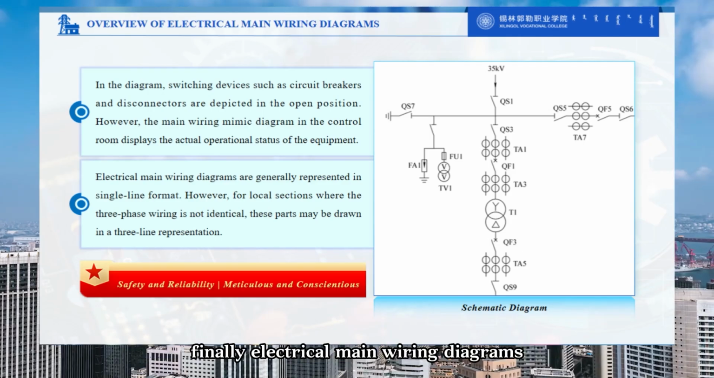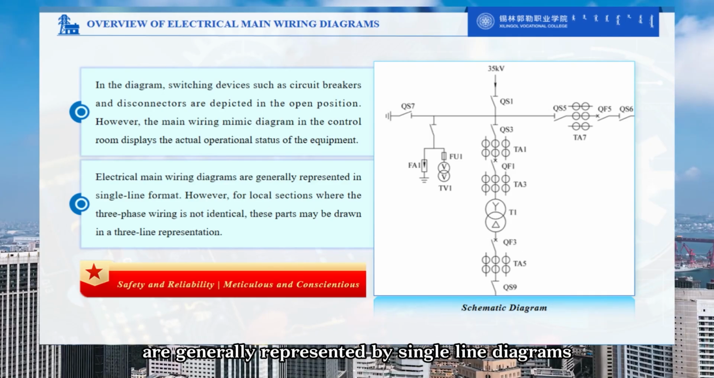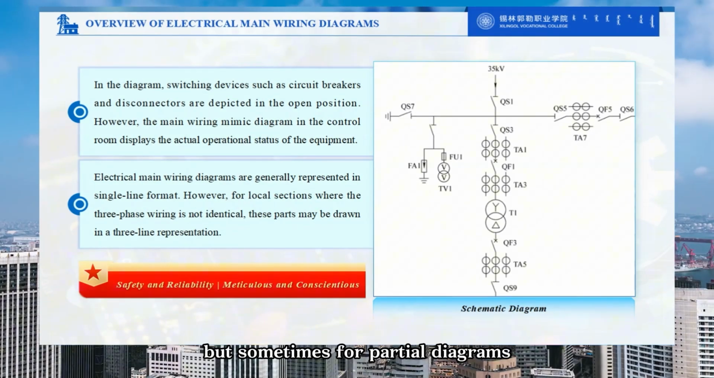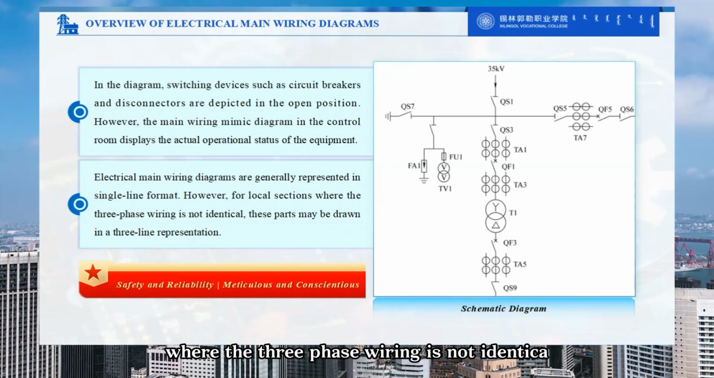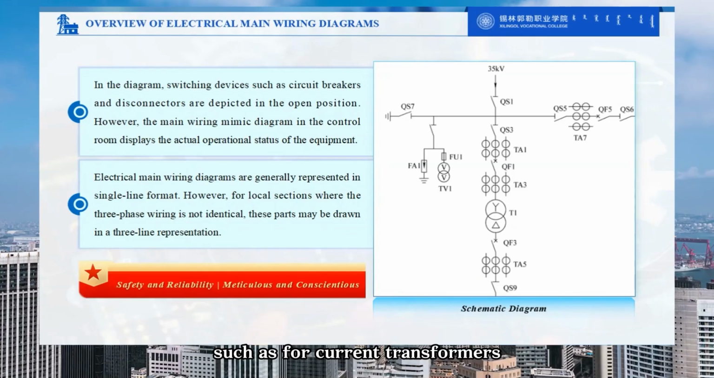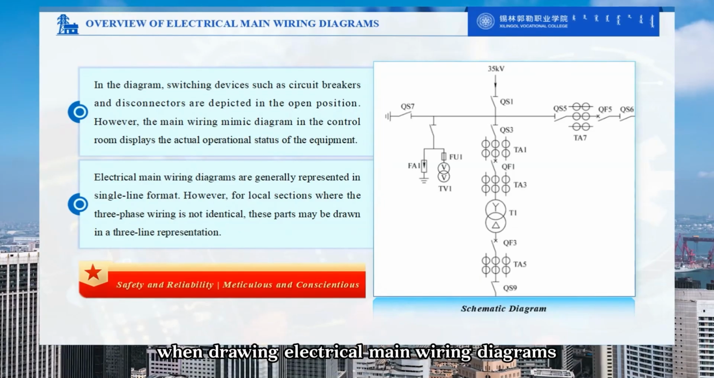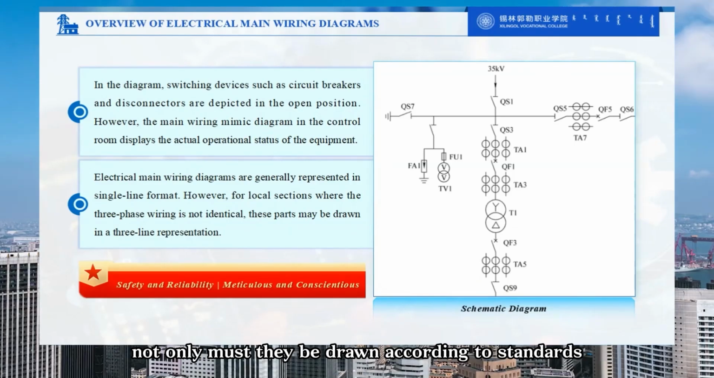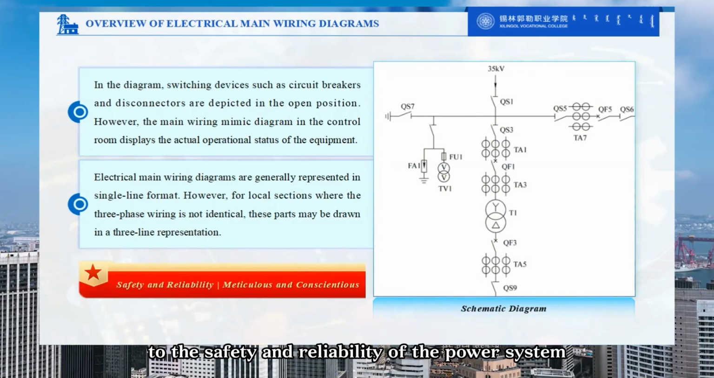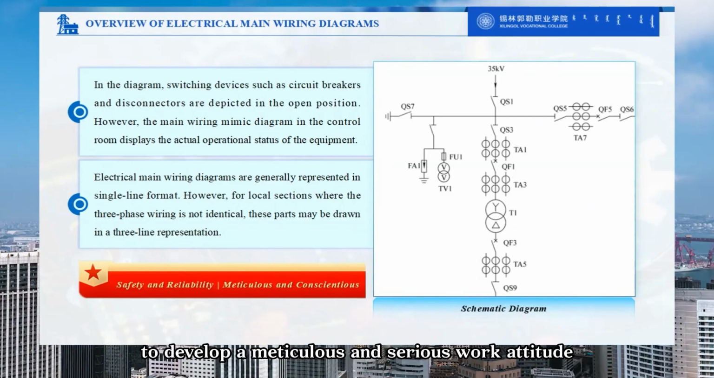Finally, electrical main wiring diagrams are generally represented by single-line diagrams, but sometimes for partial diagrams where the three-phase wiring is not identical, a three-line diagram can be drawn locally, such as for current transformers. When drawing electrical main wiring diagrams, not only must they be drawn according to standards, but attention must also be paid to the safety and reliability of the power system. It is essential to develop a meticulous and serious work attitude.